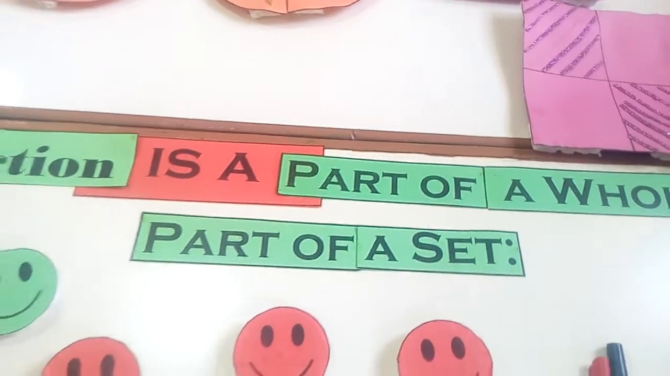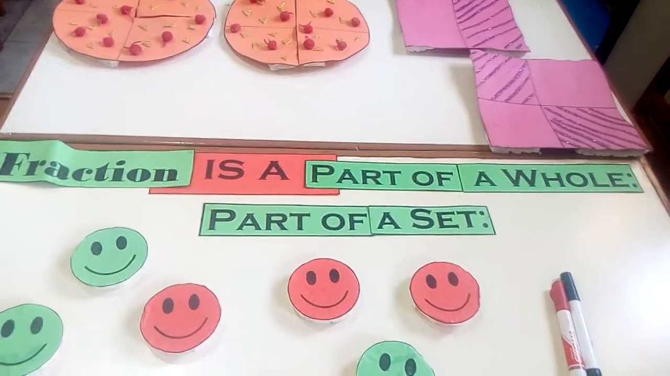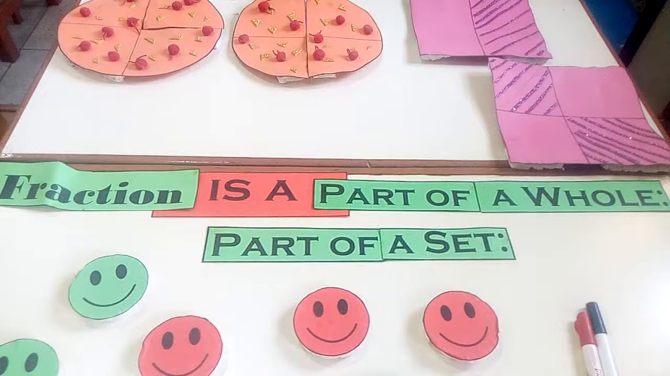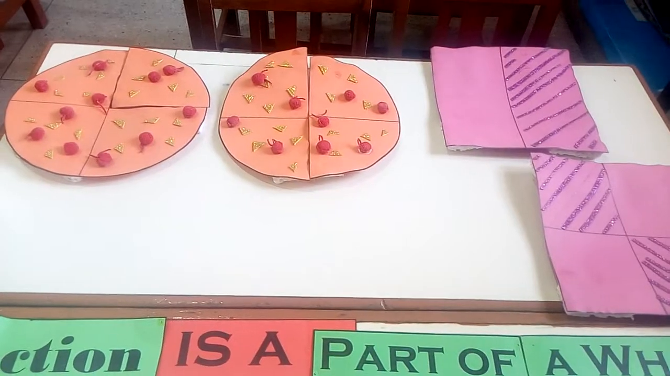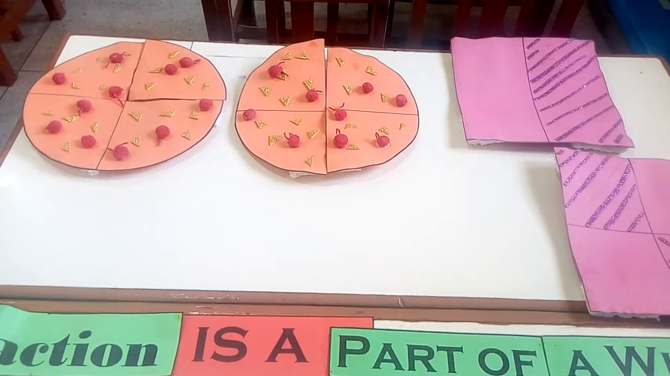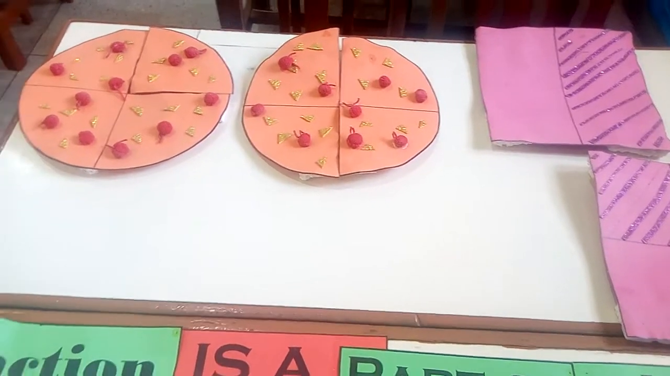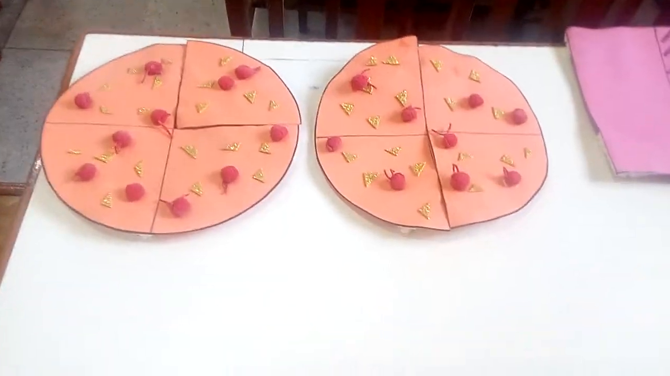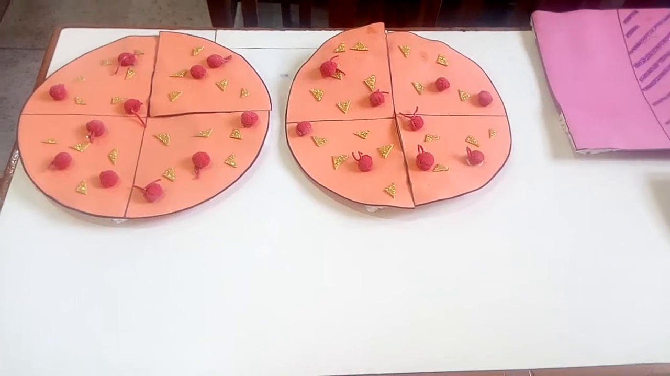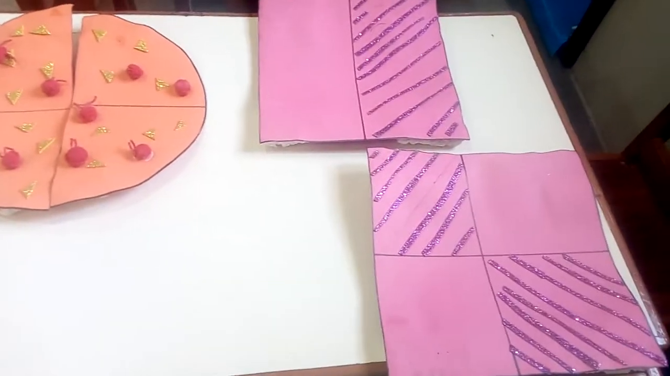As you can see, I have displayed some resources in front of you. I hope you like it. That's why I have chosen some colorful stuff for you. Okay, if we talk about the part of a whole, there are two different kinds of shapes displayed in front of you. The one is this one, which is round in shape. You can say that it looks like a pizza, and the other one I have taken as a square shape.